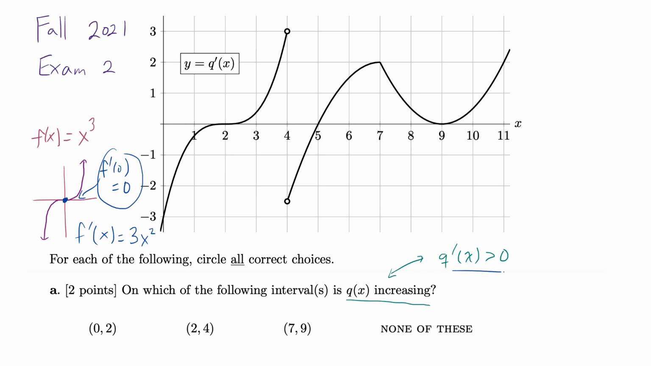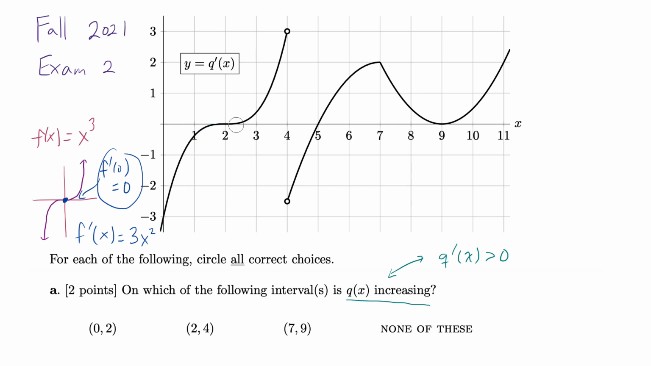So q prime doesn't have to be strictly larger than 0 at every point, but this correspondence is something that you really should keep in mind, and it's almost always true. So knowing this fact, let's actually try answering the question. So where is q of x increasing? Well, from 0 to 2, let's look at this function. Well, q prime from 0 to 2 is negative because you're below the x-axis here. So 0, 2 is not it.